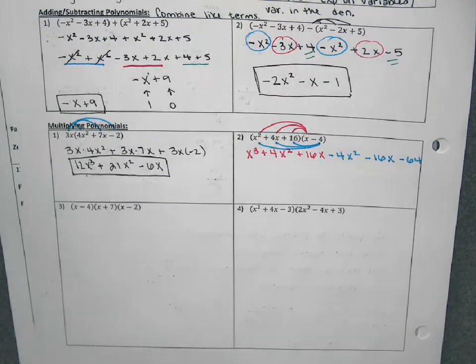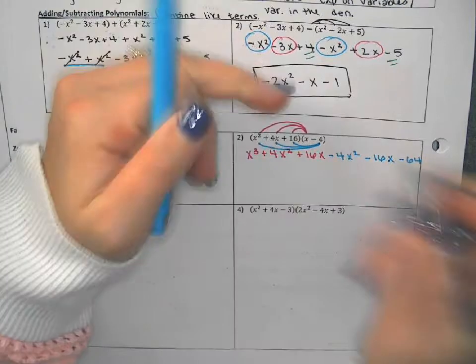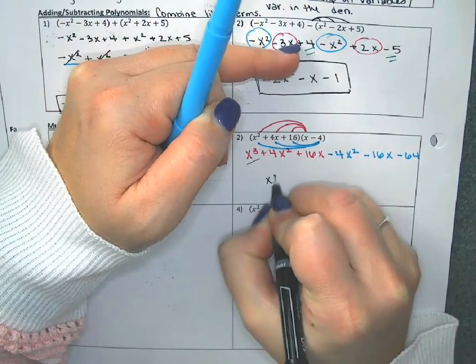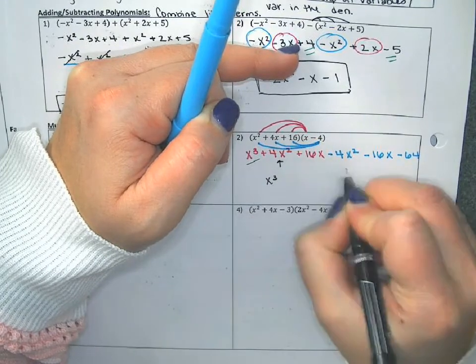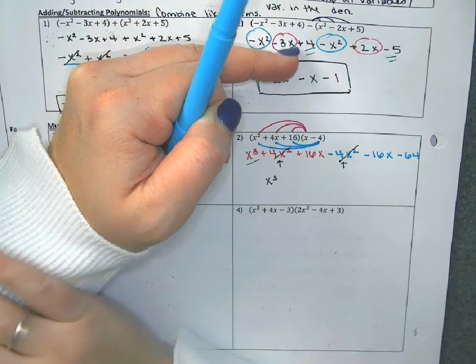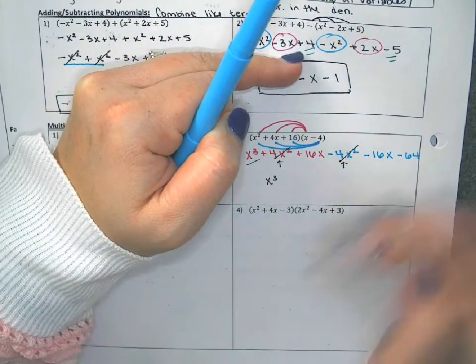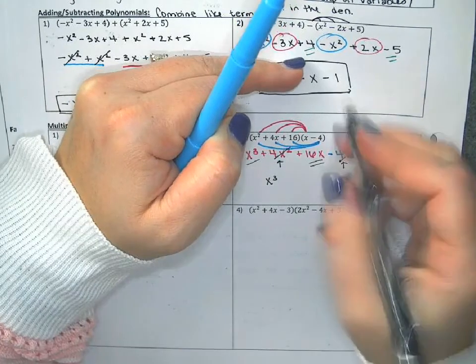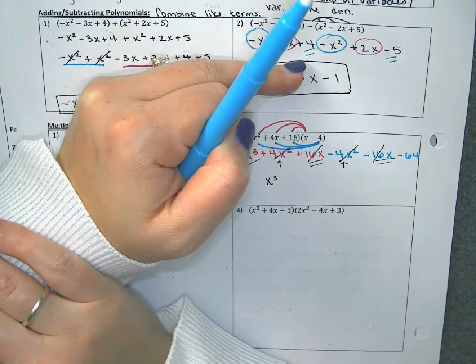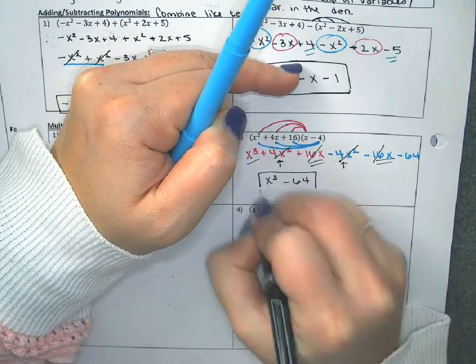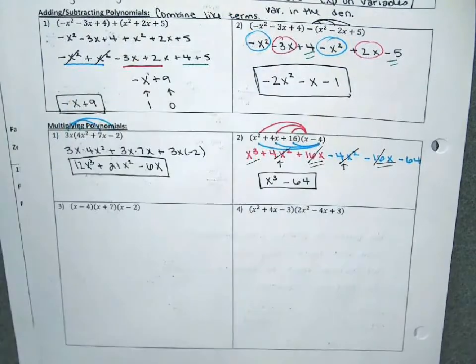Okay, so then what we're going to do is we have to combine like terms. The x to the third is the highest degree, so I'm going to write that one first. Then I'm going to go to the second degree. I have 4x squared minus 4x squared. Those actually go away. Those become 0. Then I go to my x term, and 16x minus 16x, those also go away. And minus 64 is the last one there. And that is in standard form because I went from highest degree to lowest degree. And that's how you do number 2.